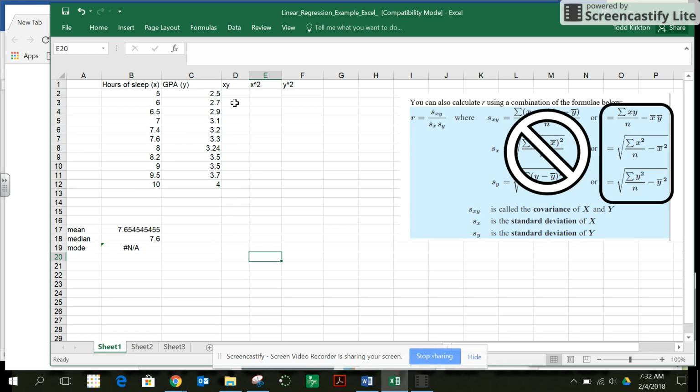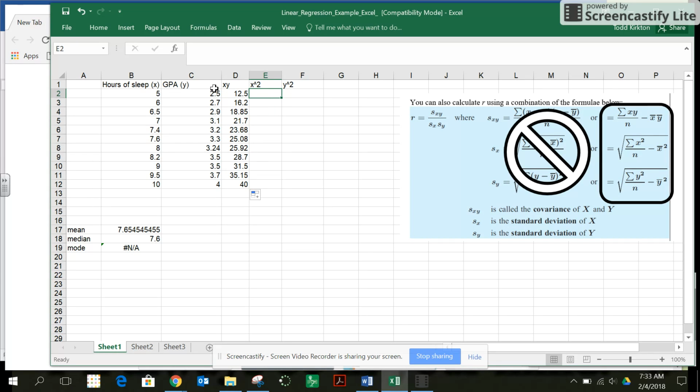To calculate your R value, you need to have these columns filled. The way you do a formula is you type equals. I did that for the mean, median, mode as well. And I want to multiply this together. So I'm going to click here, do times, and then click here. That's going to multiply that value together. Then all I have to do is grab this corner and drag it, and it'll copy the formula for everything.